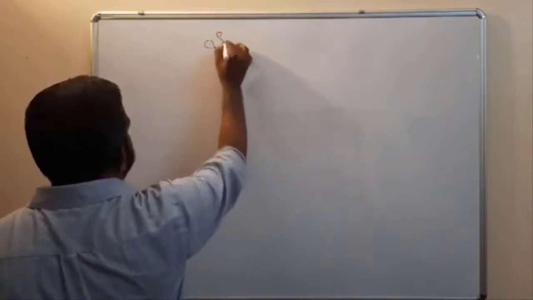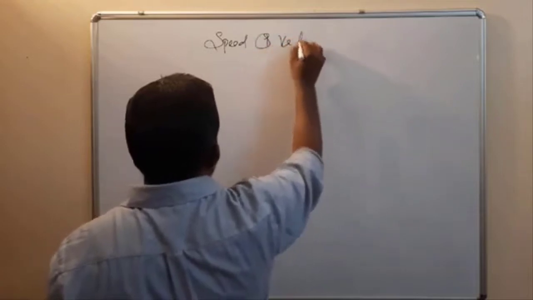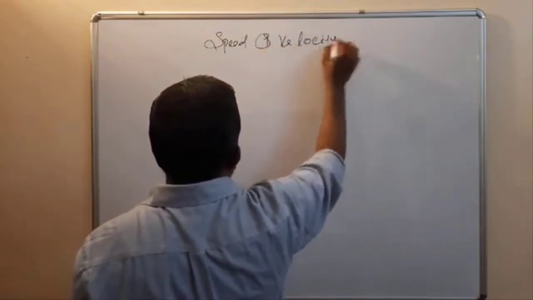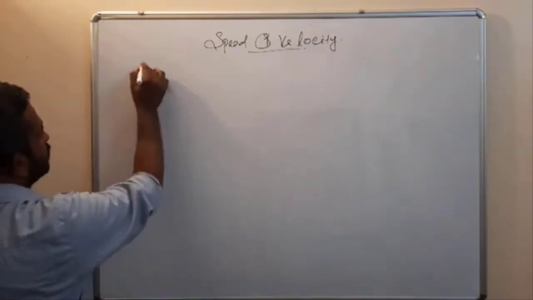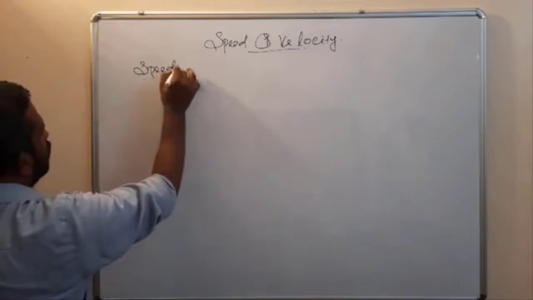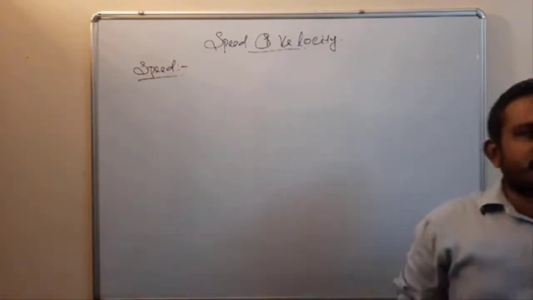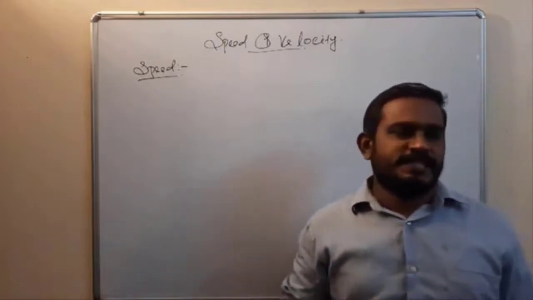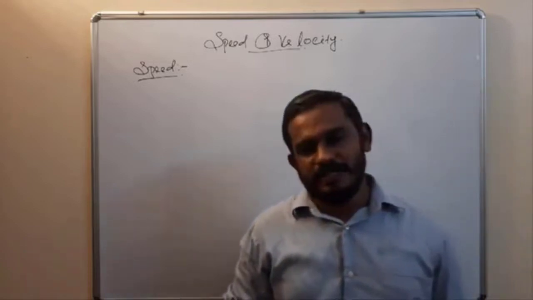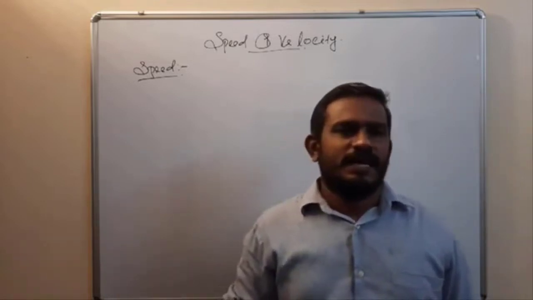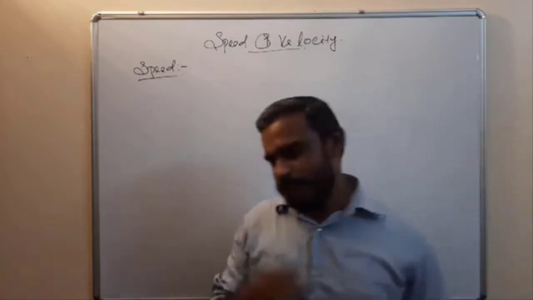Speed and velocity. So we start with speed. What is speed? The rate of change of position of an object with time in any direction is called speed. Otherwise we can say that the distance traveled by the object in unit time is called speed.